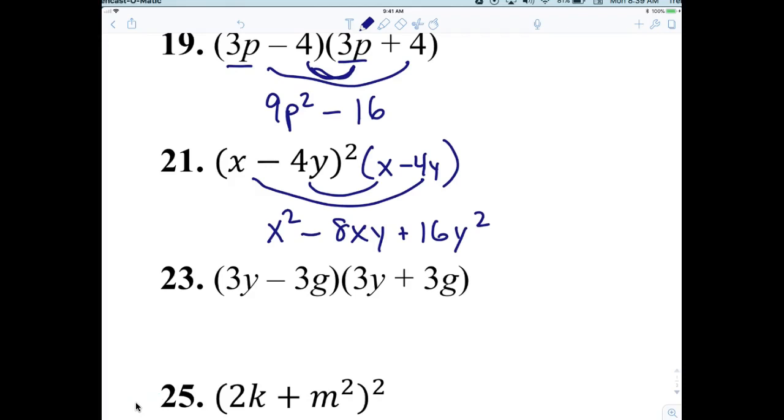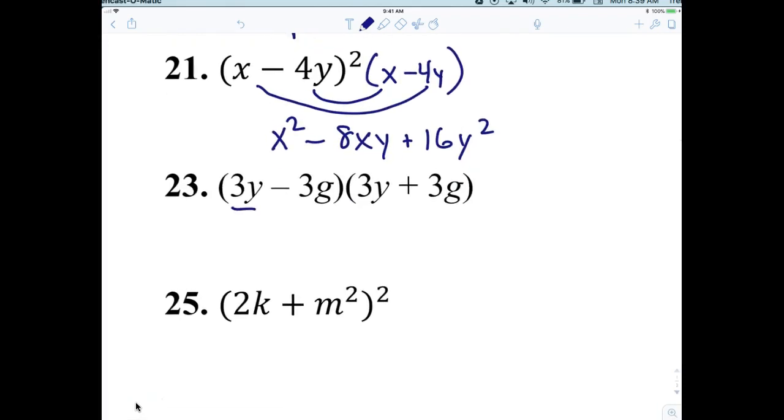All right? Now here, 3y times 3y is 9y squared. Middle term, what's that? Negative 9gy. Positive 9gy. They do what? Cancel. And then negative 9g squared.